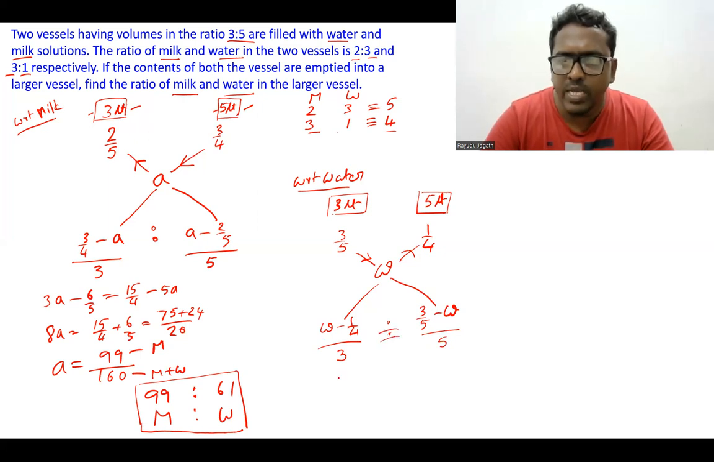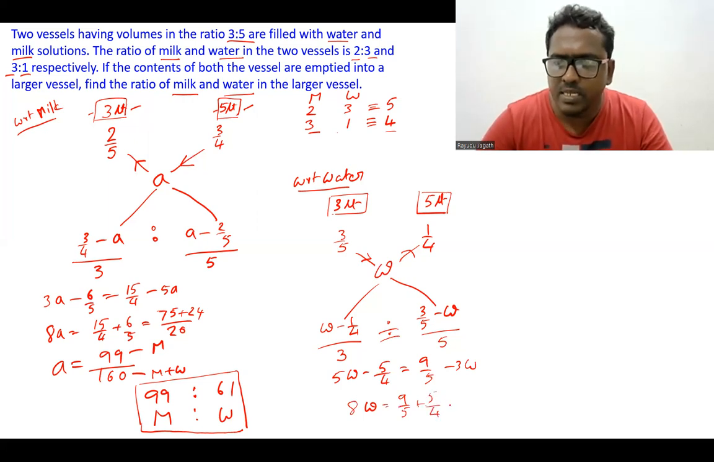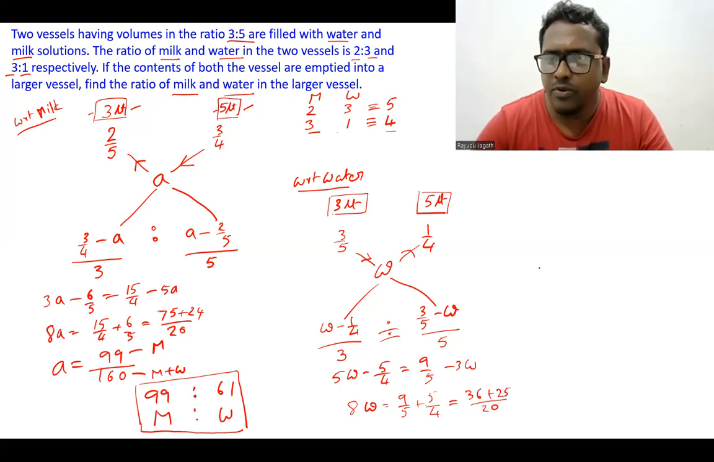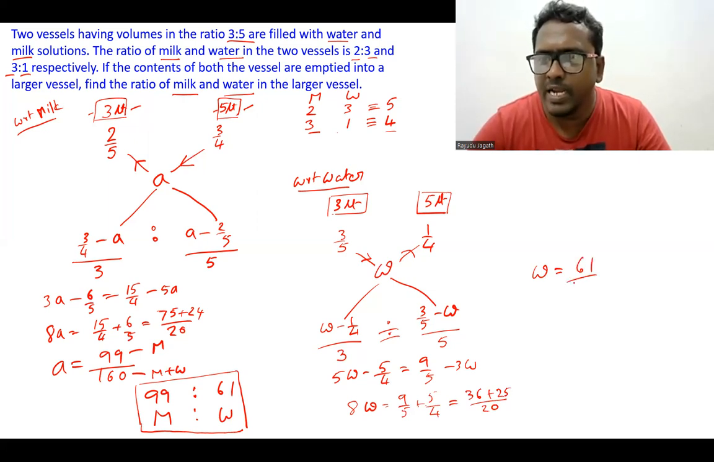So 5 into W, we can write 5W minus 5 by 4 is equal to 3 times 3 by 5, 9 by 5, minus 3W. Now you write 5W plus 3W, 8W is equal to 9 by 5 plus 5 by 4. So 9 4s are 36, 5 5s are 25. 36 plus 25 over 5 4s are 20. Now water is coming to be 36 plus 25, 61 over 20. 61 divided by 8 is 160.